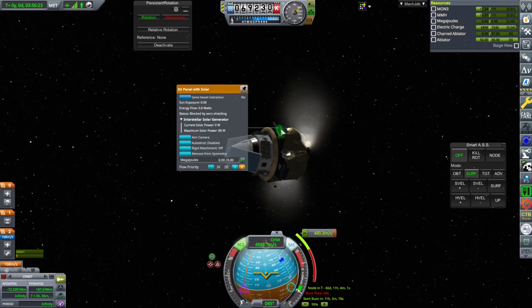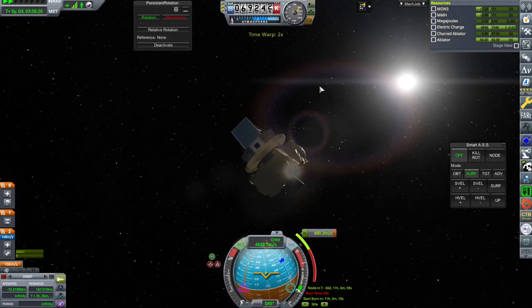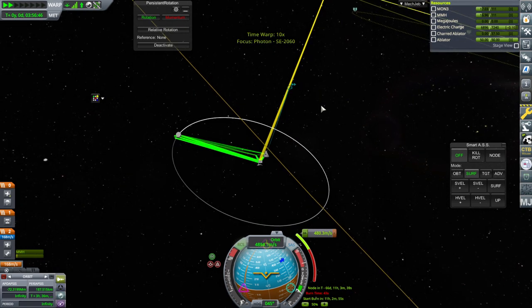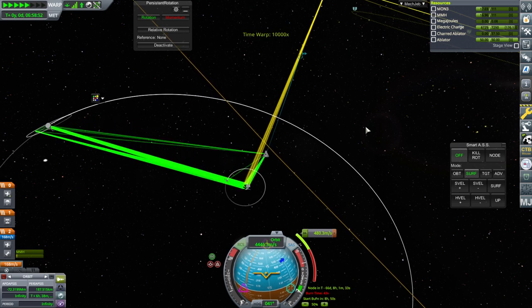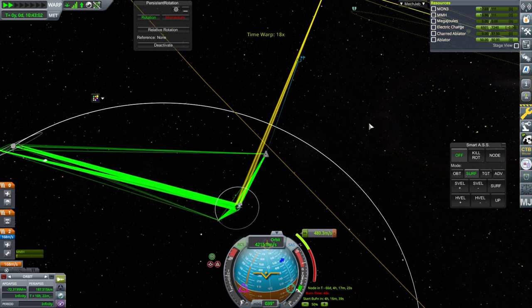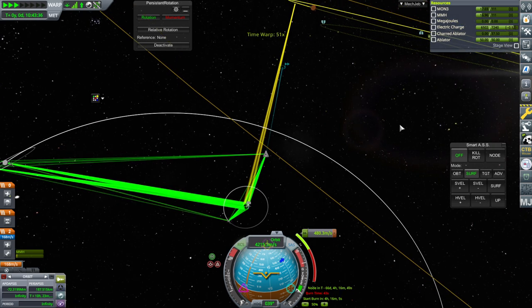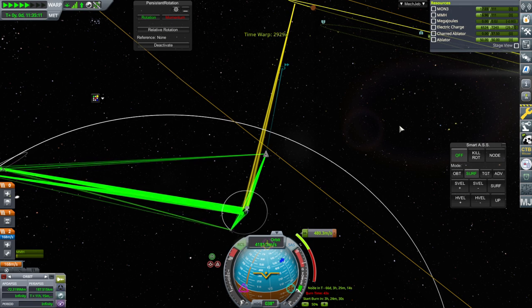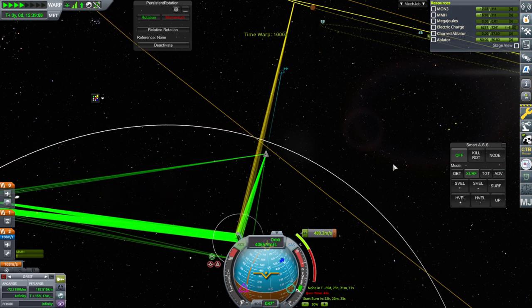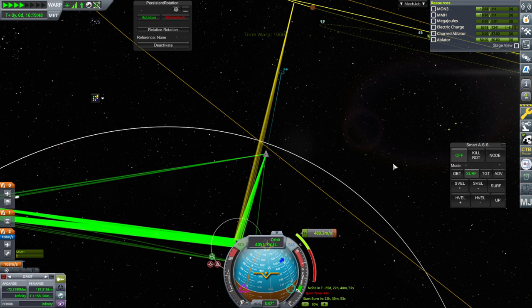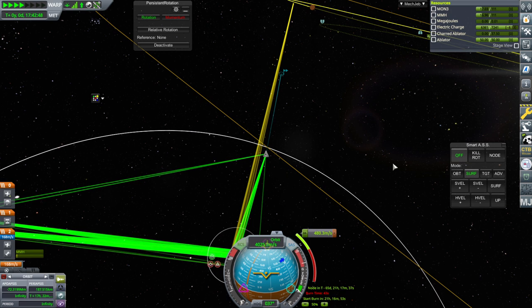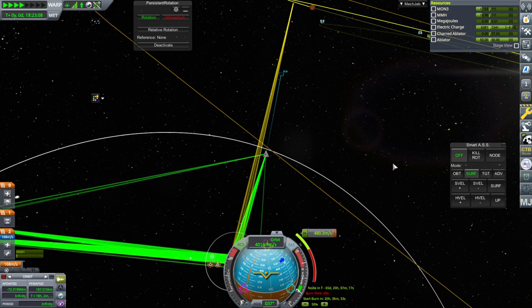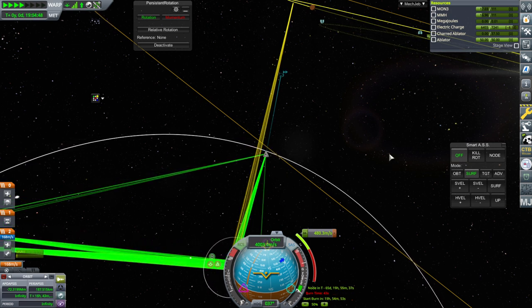Well, it doesn't seem to be generating much power right now. Oh, well, it is recharging though, because of the hibernation, so all right. But now it's recharging at this time warp, and at this time warp, and at this time warp, but then it starts being consumed at that time warp. Is this a KSP Interstellar thing? I think so. I remember this in KSP Interstellar.